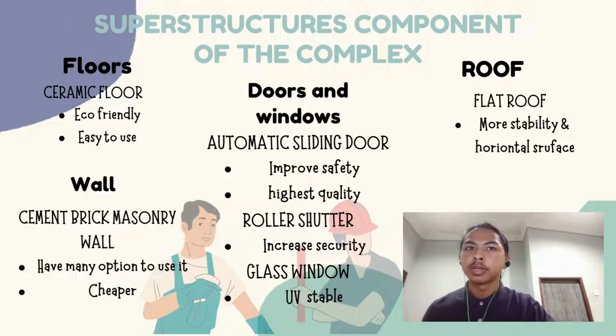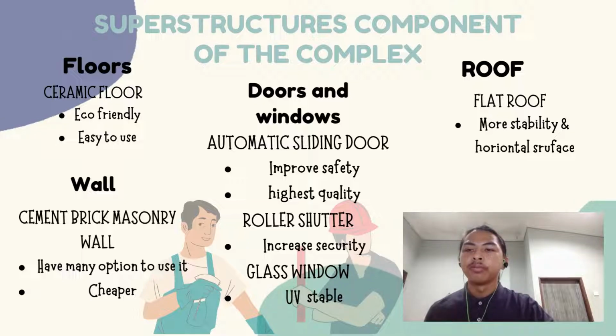For windows, glass windows have been chosen because the glass window is a good material for the building with a lot of benefits given. Glass window is the best UV stable. It is common knowledge that the ozone layer is deteriorating. As a result, a better material that protects us from ultraviolet light is required.